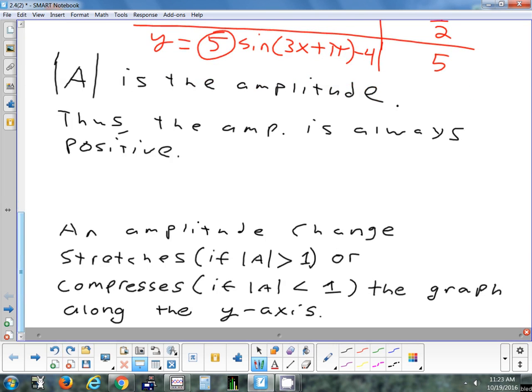Compression, that occurs when the absolute value of a is less than 1. 0.5, 0.7, -0.8. Any of those numbers I just said will cause the graph to compress. The -0.8, that'll cause the graph to compress, and the negative causes something else to happen. Okay, so any questions on whether a graph is going to stretch or compress? How you tell?